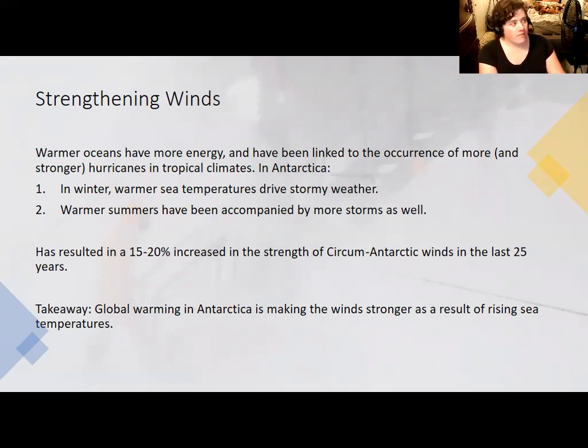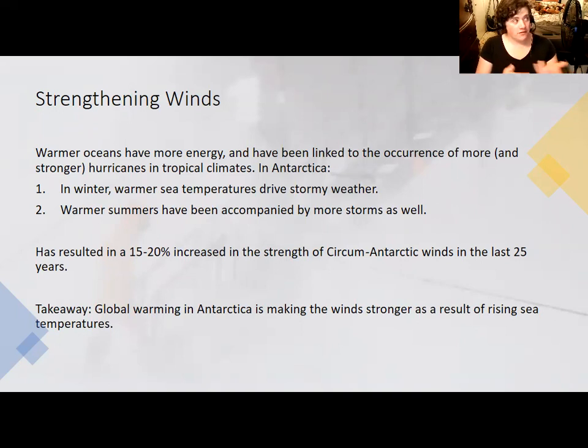So in Antarctica, with the water being warmer, we haven't had hurricanes per se, but we have had overall warmer sea temperatures in winter, driving stormier weather. The heat from the ocean gets transferred to the air, and that drives stronger winds. And the summers being warmer has also caused more storms as well. The winds around Antarctica have gotten about 15 to 20% stronger in the past 25 to 30 years. And so stronger winds in Antarctica are occurring as a result of global warming.